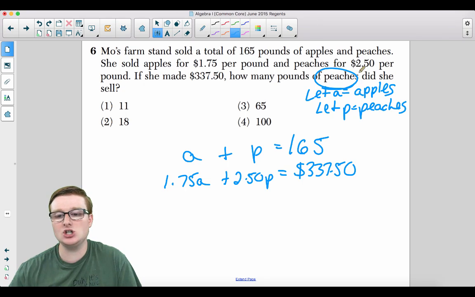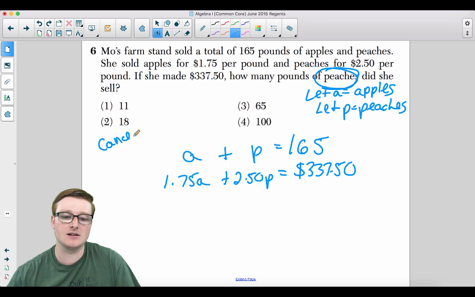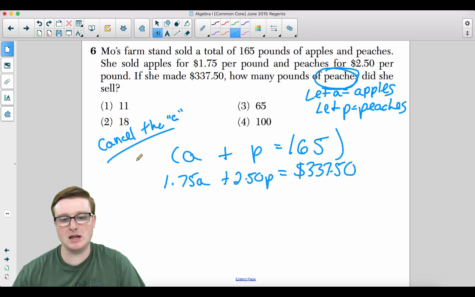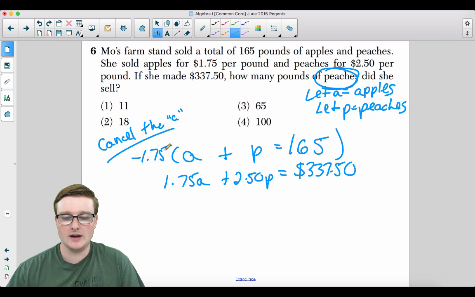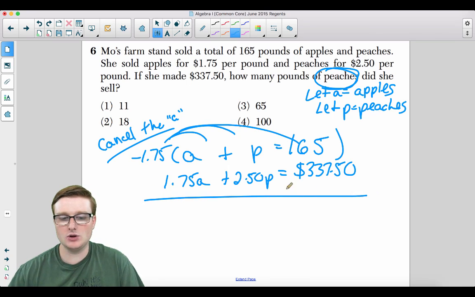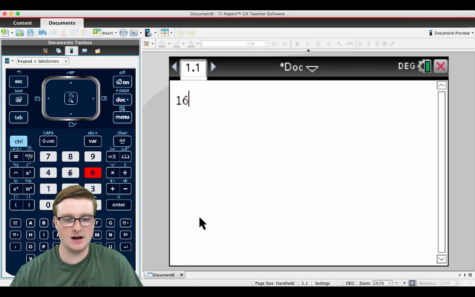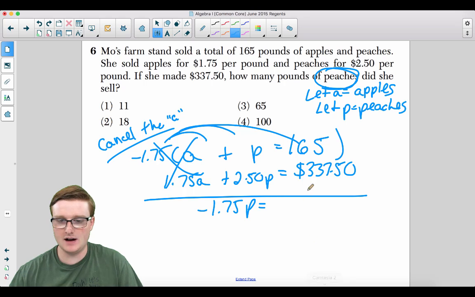How many pounds of peaches did she sell? So you're solving for P. You got to cancel out the A, or the apples. So we're going to do that. I'm going to multiply by negative 1.75. Okay, so I'm going to distribute this in. So those A's cancel. You get negative 1.75p is equal to 165 times negative 1.75, which is negative 288.75.